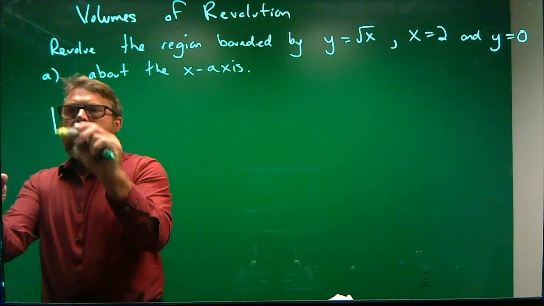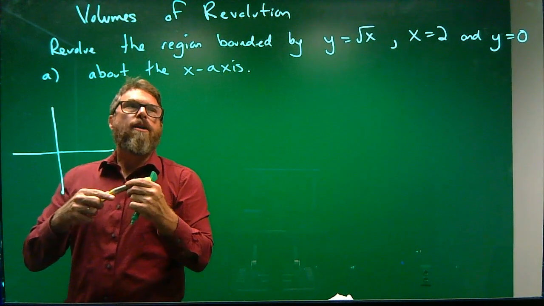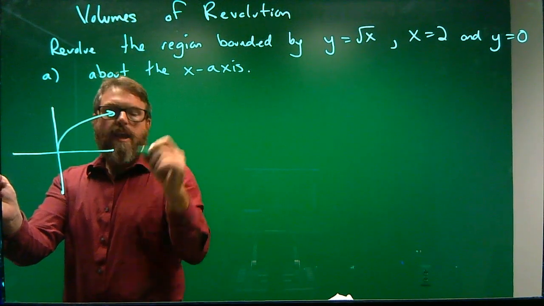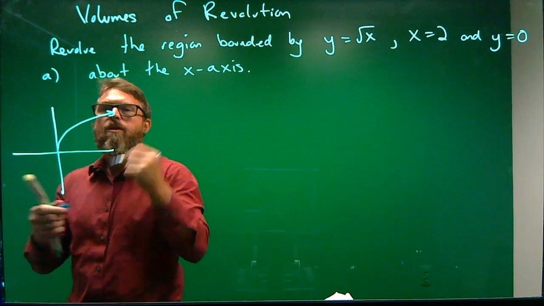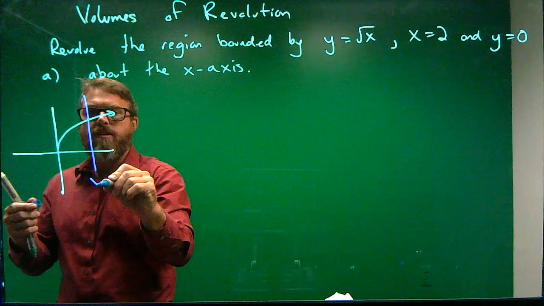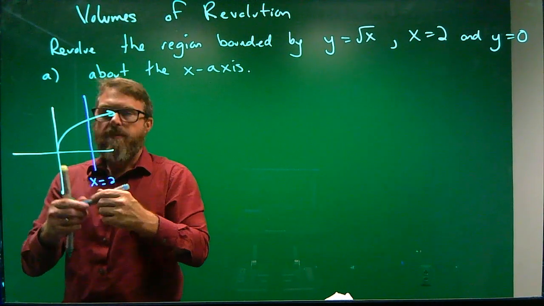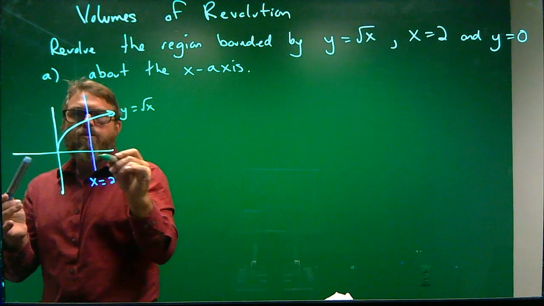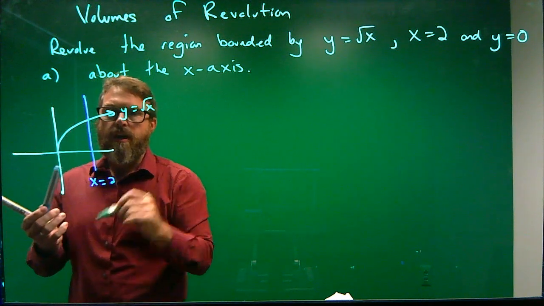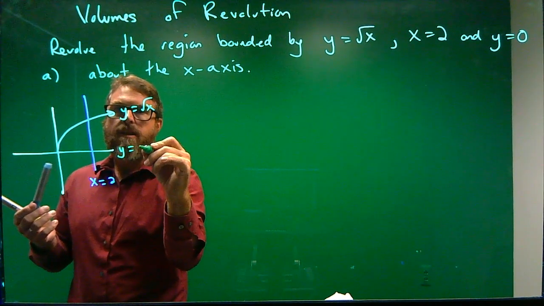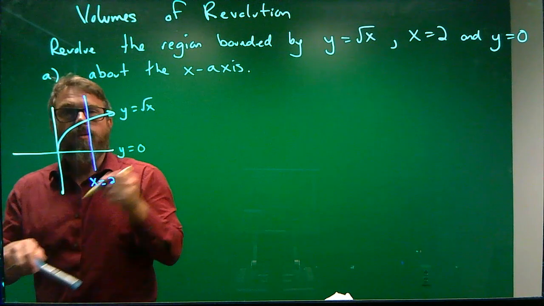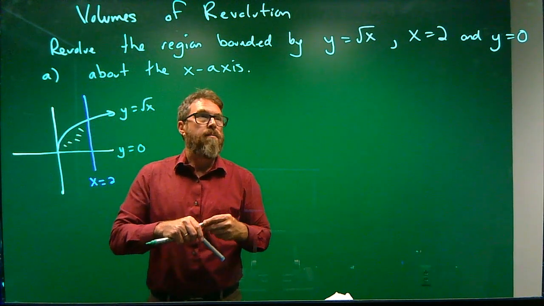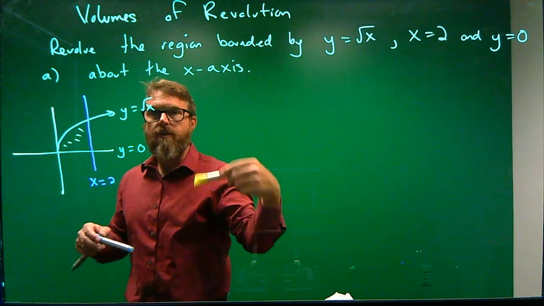So if I look at this piece here, I know that the square root of x looks like this. And then we have x is equal to 2, which is right here. So this is x is equal to 2. This one was y is equal to root x. And then of course y is equal to 0, which is going to be the x-axis. So I want to revolve this region about the x-axis.